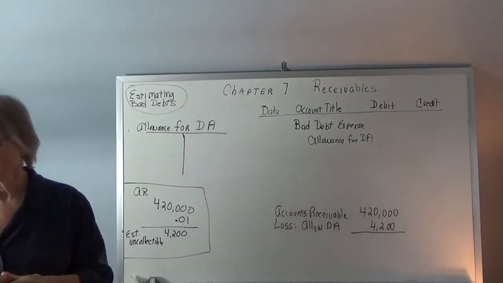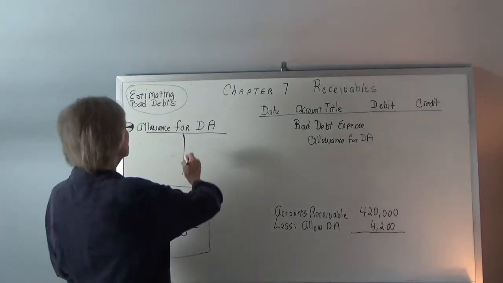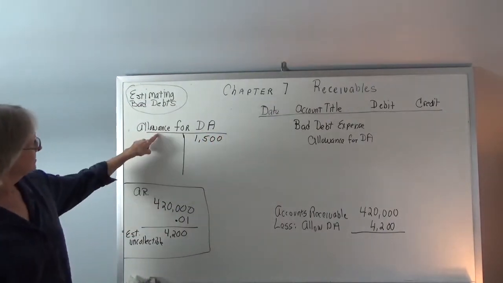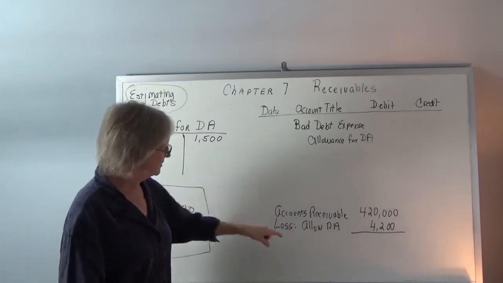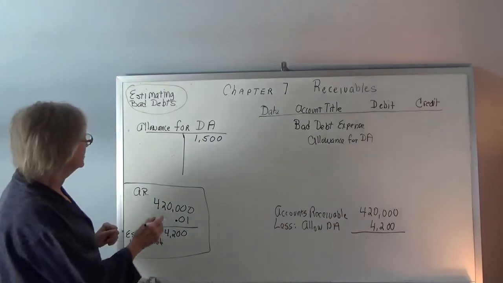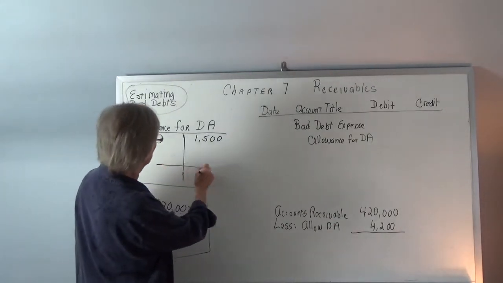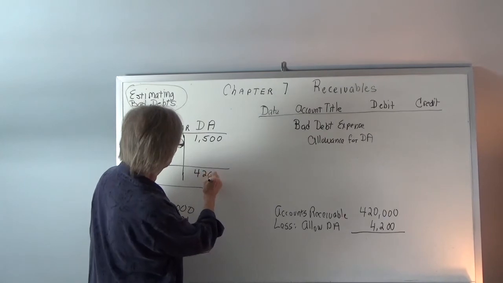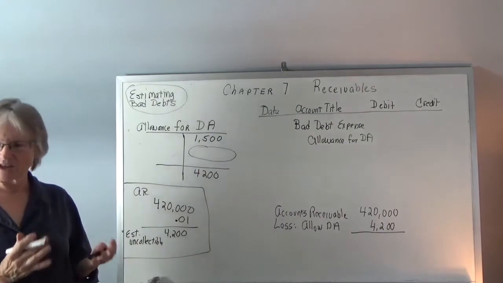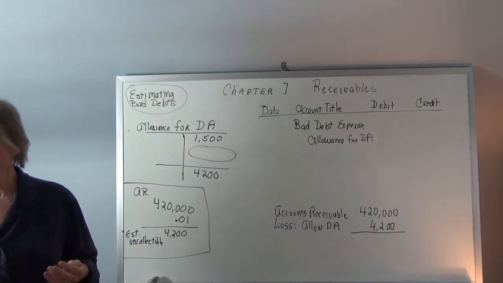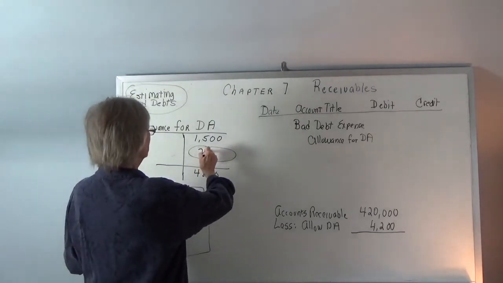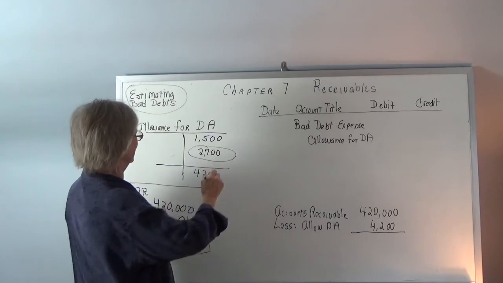Okay, and so the question is, what amount does it take to get there? That depends on what was in the allowance. In the problem, the current balance is 1,500. This is the allowance for doubtful accounts. We want it to have a balance of 4,200. So how do we get there? If we want to end up with 4,200 as the total, what number does it take to get to that amount? That is the question. And I believe it comes out to $2,700.